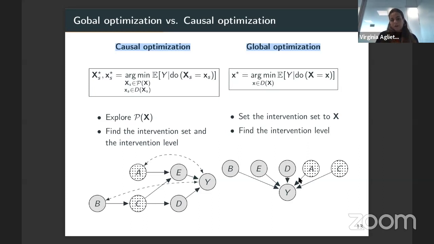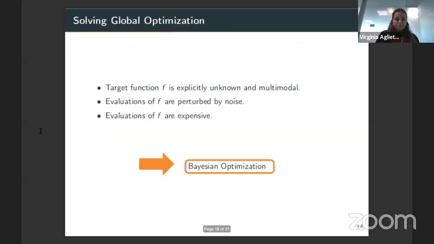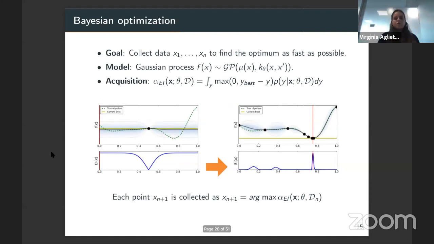But when I try instead to optimize Y in a global optimization framework, I try to change all of the inputs that I can change. One way to solve a global optimization problem, especially when the function is unknown, multimodal, expensive to evaluate, or perturbed by noise, is Bayesian optimization. What you do in Bayesian optimization is collect a data point, choosing the data point maximizing an acquisition function. At the end, you have a bunch of points and you find the optimal among these points, with the idea of exploring the space to find the optimum as fast as possible.